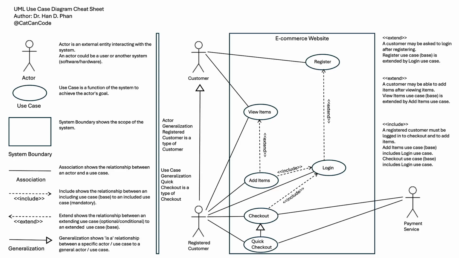There are 4 types of relationships among the entities in a UML use case diagram. The first one is association. Association shows the relationship between an actor and a use case. The next one is include. Include shows the relationship between an including use case, or the base use case, to an included use case. And this indicates the mandatory execution of the included use case.